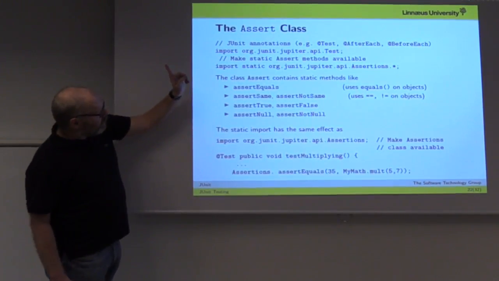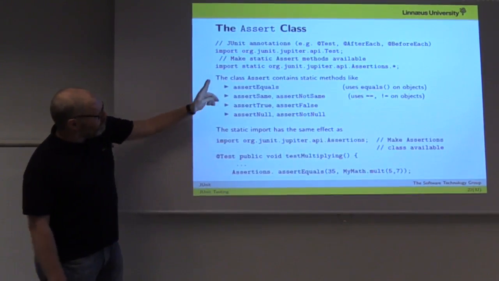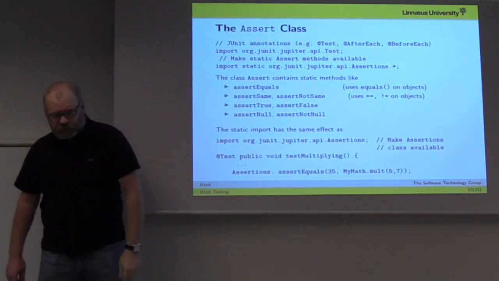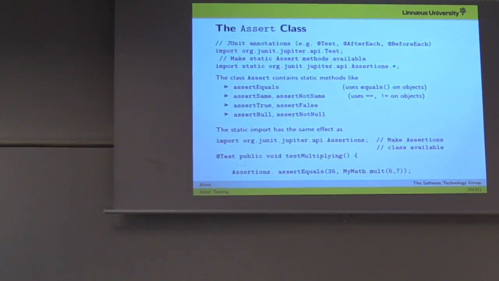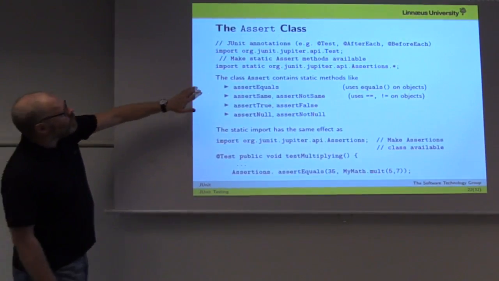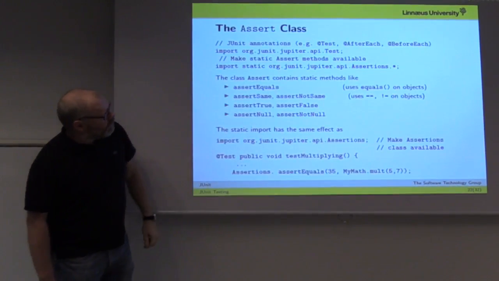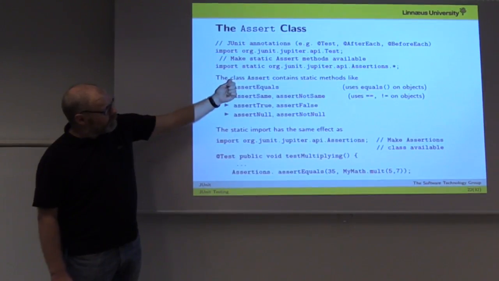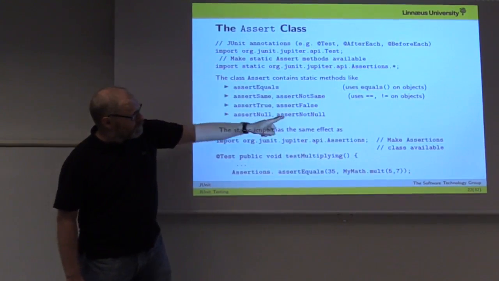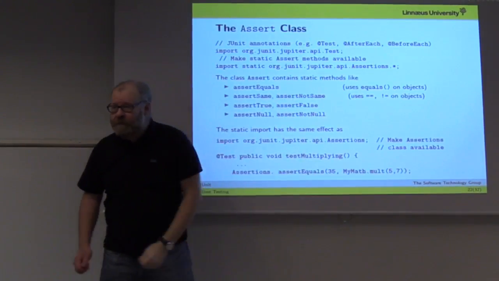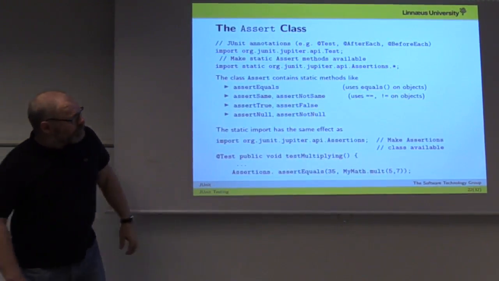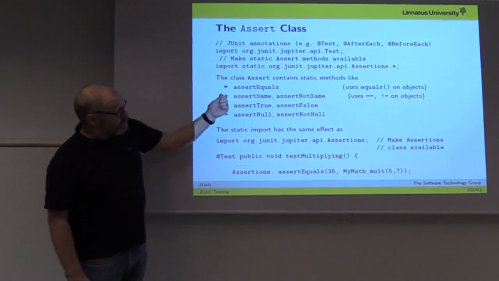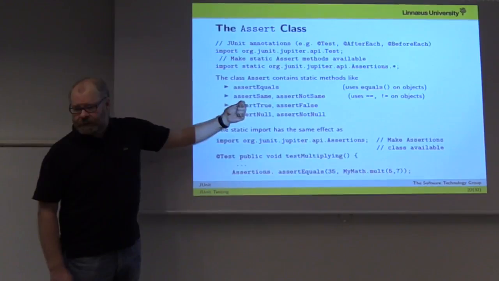If we take a look at our imports, we have a bit strange import here. What is this? Have you seen this one before? Usually our imports look like this. We are importing a class. What we are saying in here is actually that we are importing all the static methods in this class. So we are making all the static methods in the assertions class available. That makes it possible for us to just call them using assert like this.